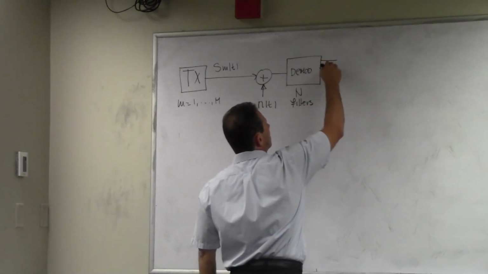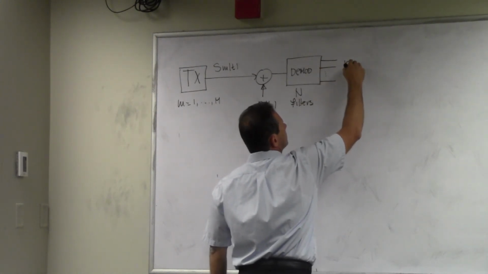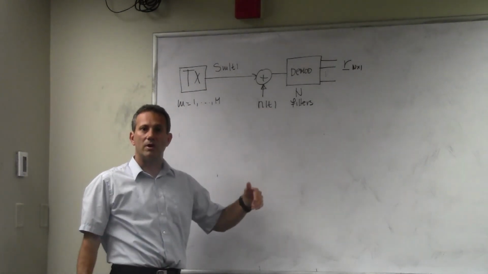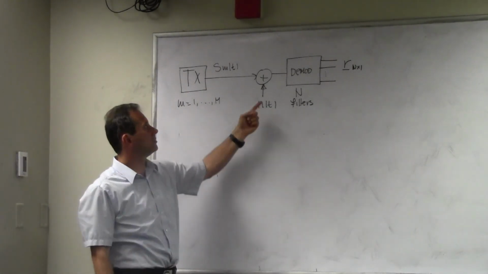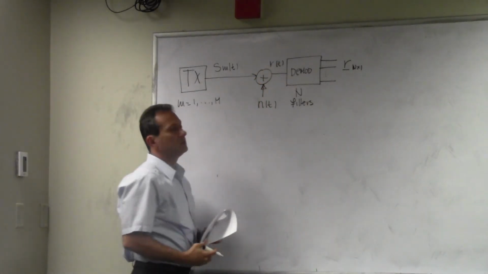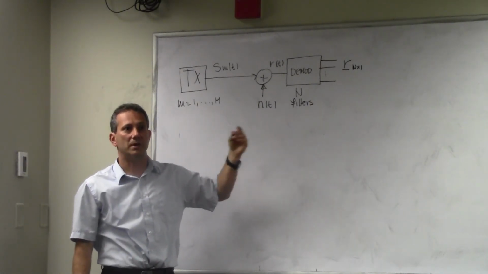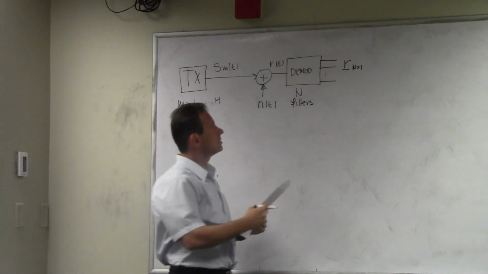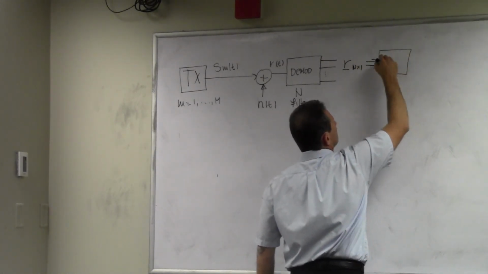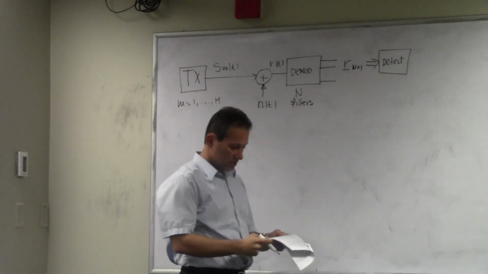And out of each one of them, you're going to get a component. So you're going to have a vector r, which is going to be an N by 1 vector. It will have N components, where every component represents the projection of this signal here, r(t), along the direction of the particular basis signal or basis vector. This is going to be a vector that I'm going to feed into something called a detector. And the detector is going to make a decision.